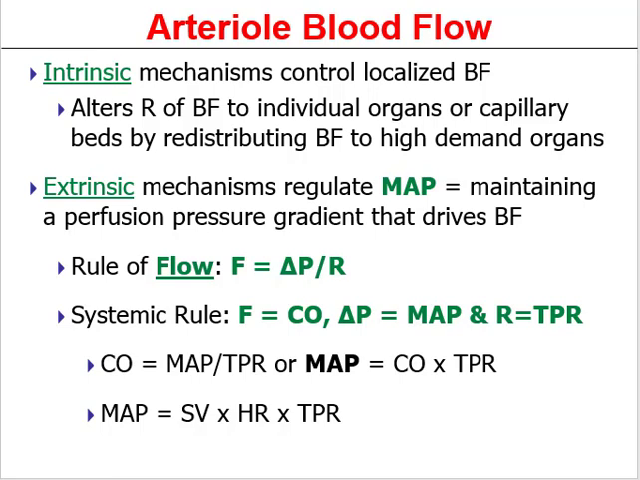When we consider this concept in a global or whole body sense, flow is driven by cardiac output, which determines mean arterial pressure, or MAP. When we consider MAP and any resistance along the way, we can calculate the total peripheral resistance, or TPR. Another way to think about MAP is to multiply stroke volume times heart rate times TPR.